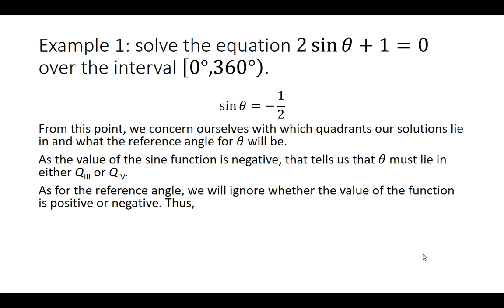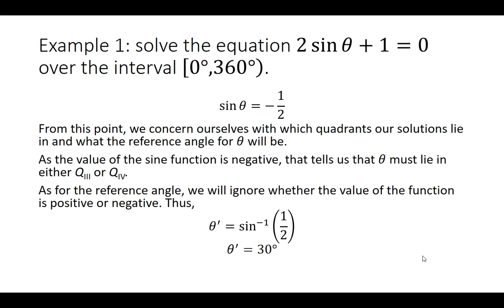And then as for finding the reference angle, we don't care about the negative. We're more interested in when sine of theta is 1/2. What first quadrant angle, what acute angle has sine of theta equal to 1/2? So we're looking for theta prime, our reference angle. It will be arc sine of 1/2. And you should all know at this point that arc sine of 1/2 is 30 degrees. So that means we're looking for third and fourth quadrant angles that have a 30-degree reference angle.